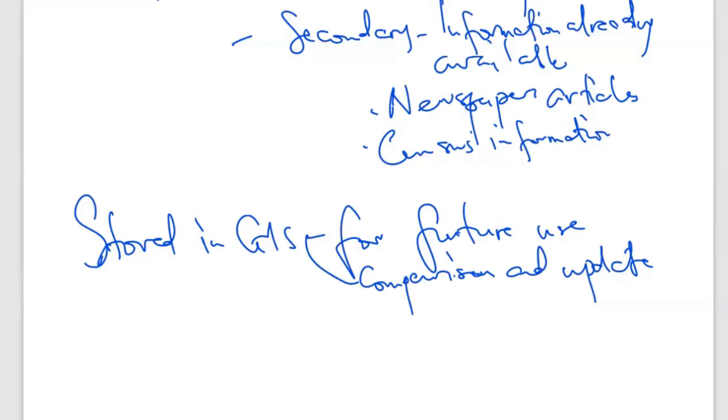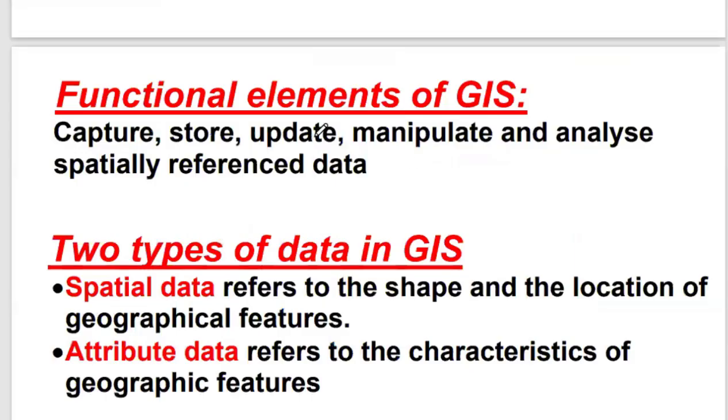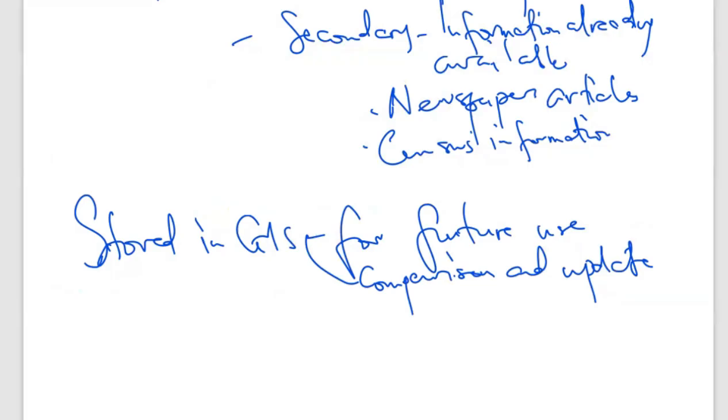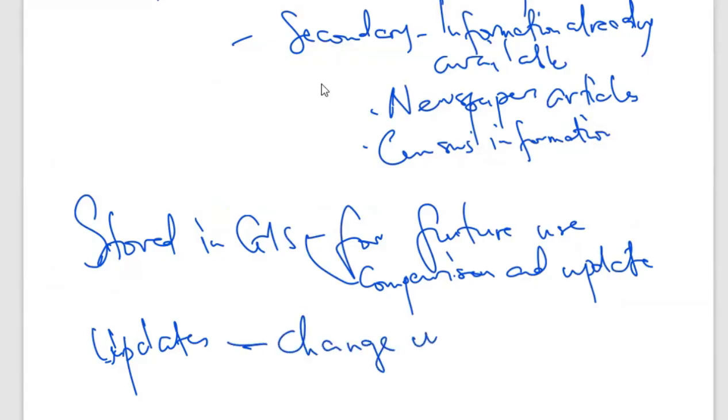Right, then we also talked of the GIS being used for updating information. We can use it for update of information. Information stored in the GIS system might need to be updated. We might need to change it to suit the present situation.